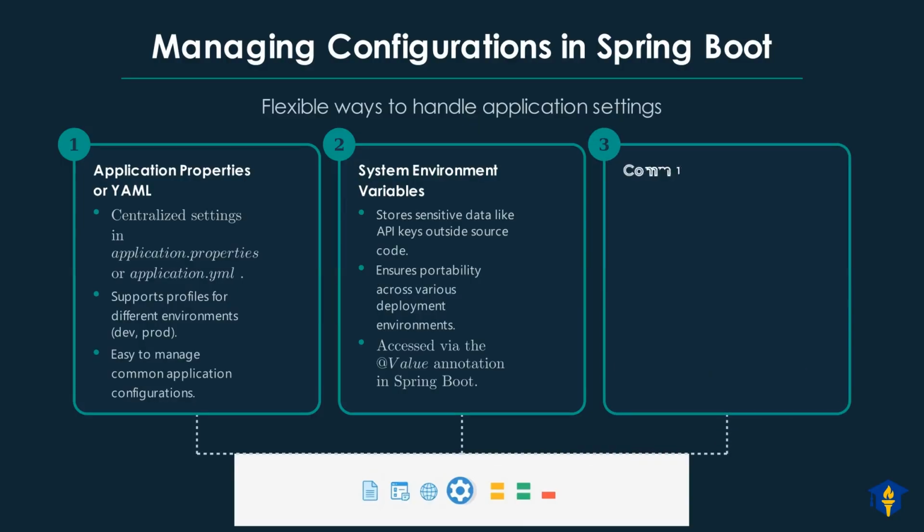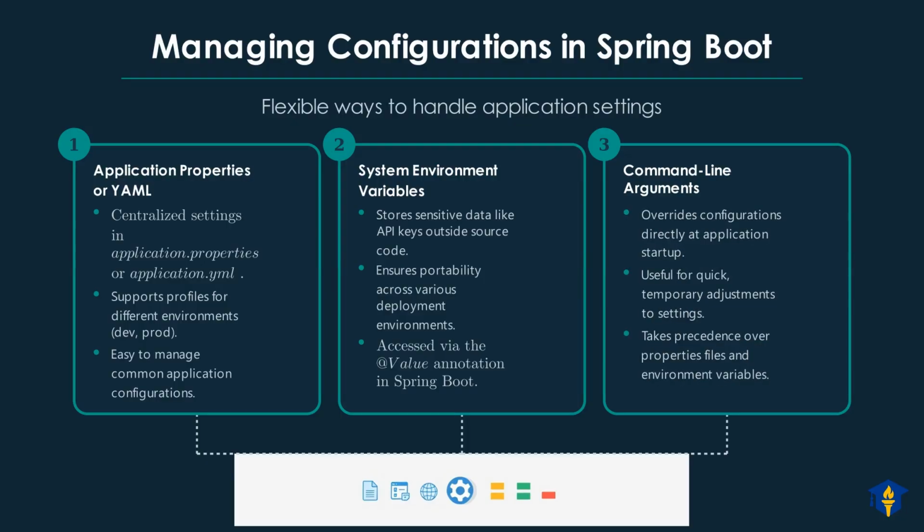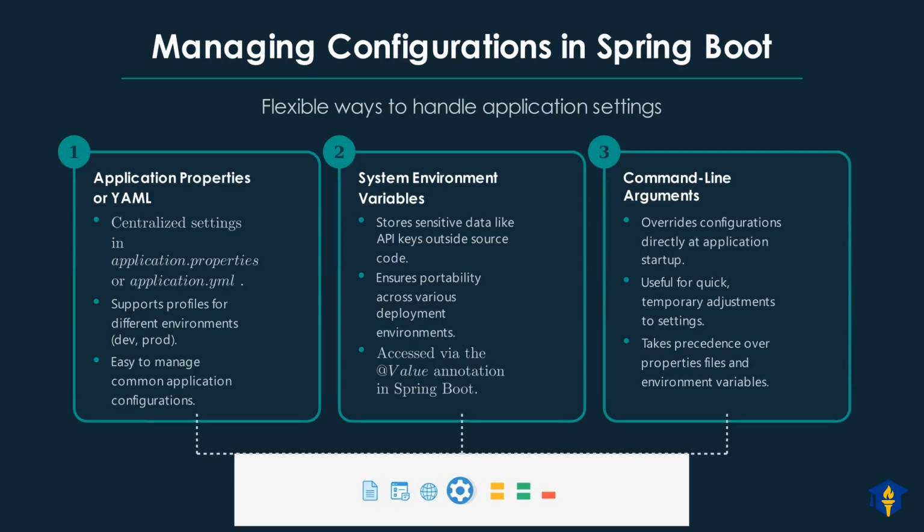Command line arguments offer another way to configure your application at runtime. They allow you to override existing configurations directly when the application starts up. These are particularly useful for making quick, temporary adjustments to your application's settings. Command line arguments take precedence over both property files and environment variables.